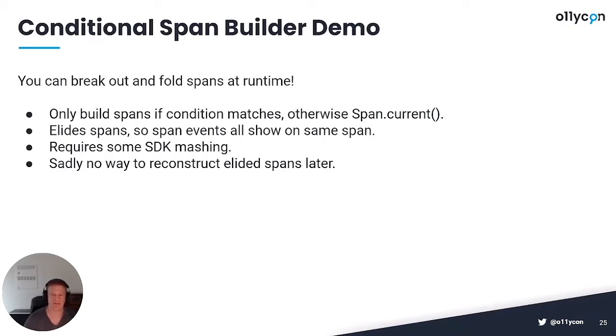It elides spans. It does require some SDK mashing, unfortunately, because the OpenTelemetry SDK is not really set up for this out of the box. And the bit I'm actually most sad about is that there doesn't seem to be a way to reconstruct an elided span afterwards. It's not recorded. You can't send that off into another channel. You're kind of stuck with whatever 10,000-foot view that you have of that span, rather than being able to query a local system or investigate a local cache and be able to fill that in later.